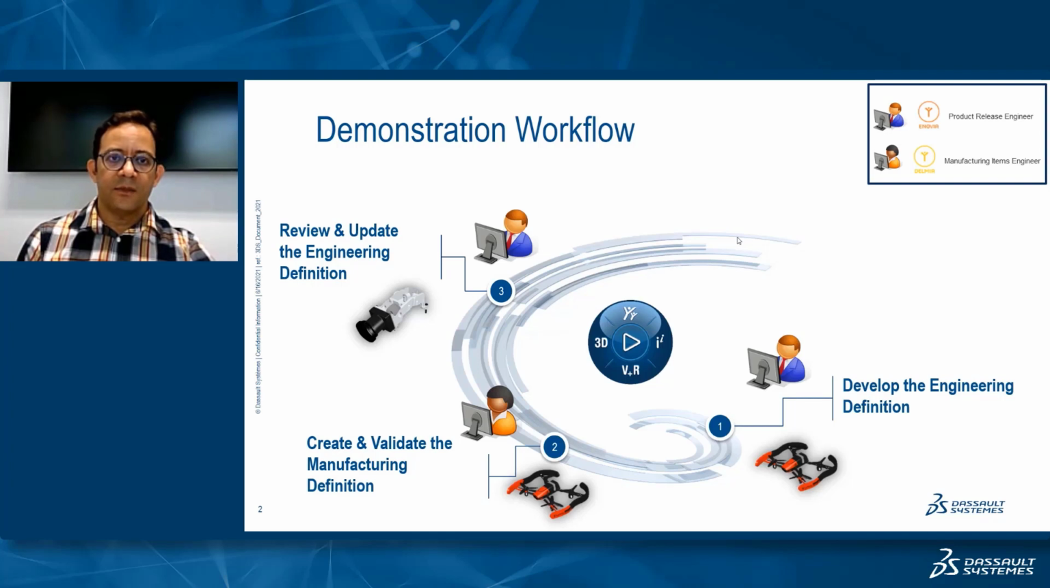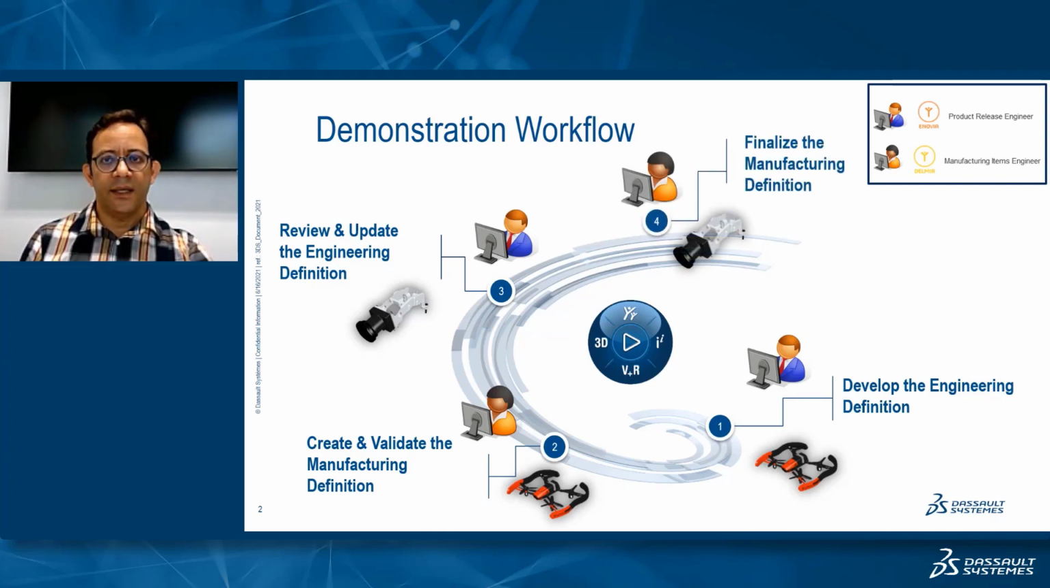So there will be a replacement of an old component with a new component, and finally this will be validated by the manufacturing engineer. This is where the work will be completed, by simply updating the manufacturing bill of material and completing the task that was originated by the product release engineer in the first place. So let's see how this works.